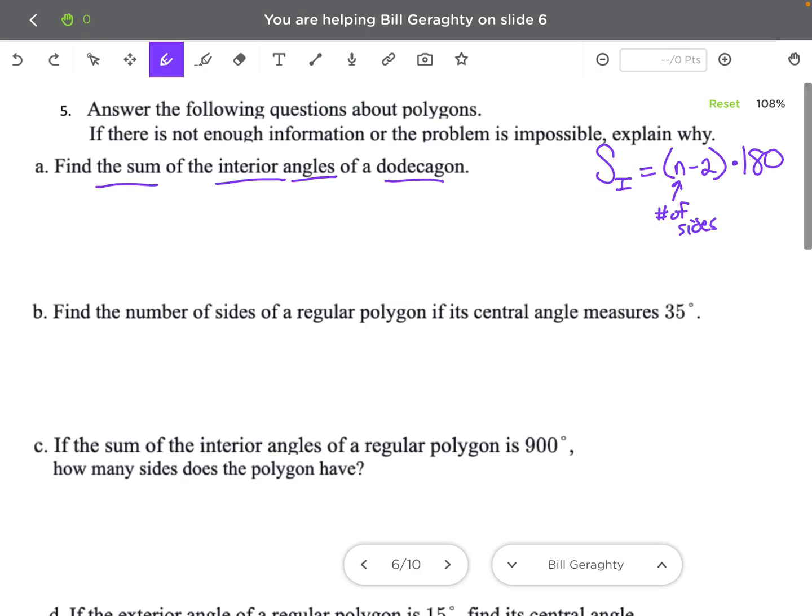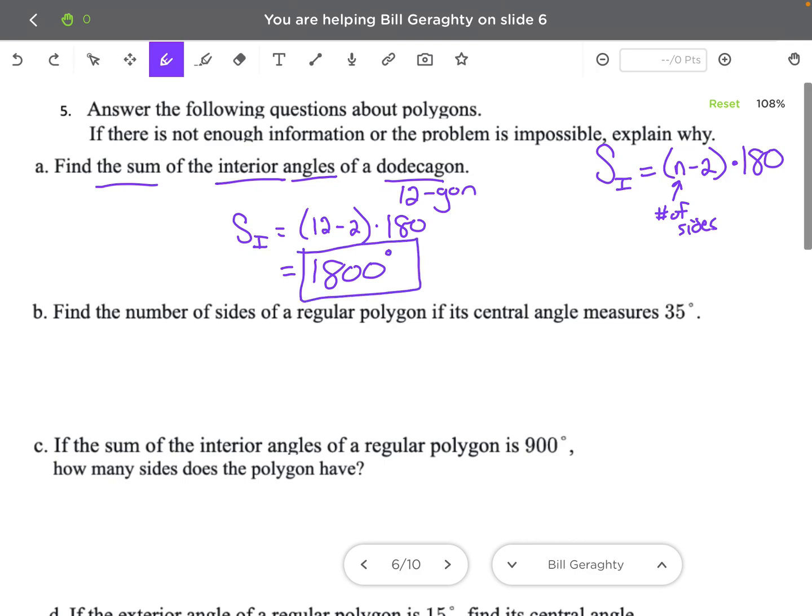So what is the sum of the interiors of a dodecagon? A dodecagon is a 12-gon, okay? If you didn't remember that name, that's okay. And so what you're going to do is the sum of the interior angles is going to be 12 minus 2. That means there are 10 triangles times 180. And so the sum of those angles is going to have to be 1,800 degrees.